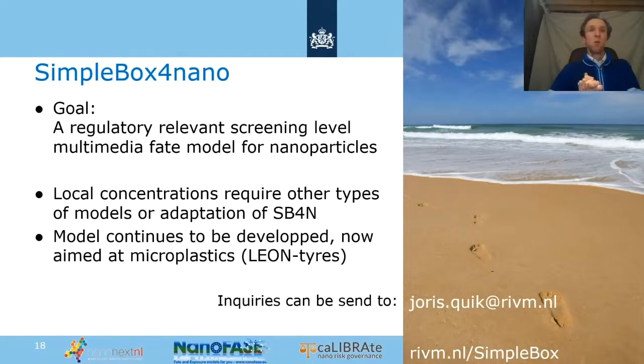We have learned a lot from different projects in which we worked on the model. We have some more work, which I did not all present here. We continue to work on it, mostly now in relation to microplastics. Of course, you should be aware that for predicting local concentrations, some adaptations are required, and some additional estimates of a local predicted incremental concentration, which the current SimpleBox for Nano does not provide.